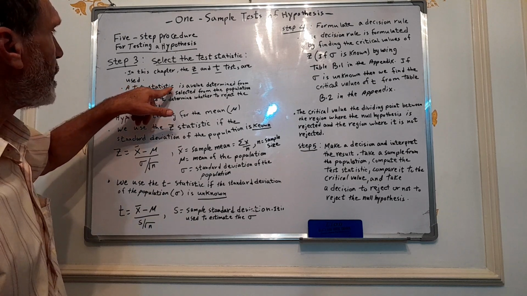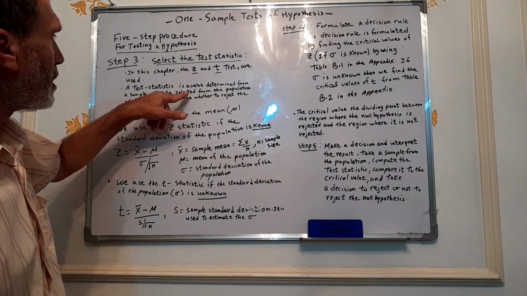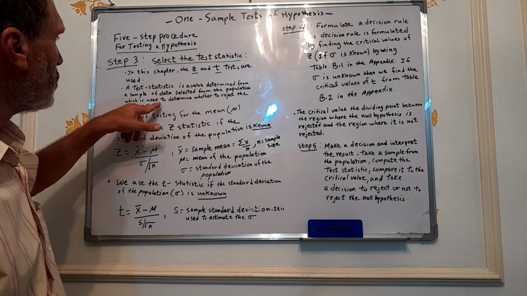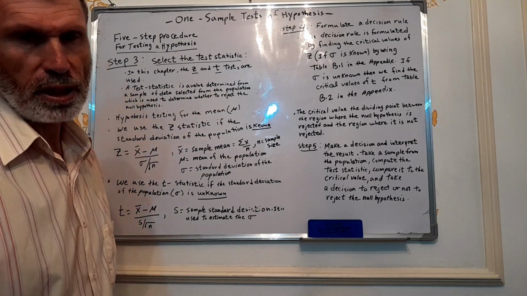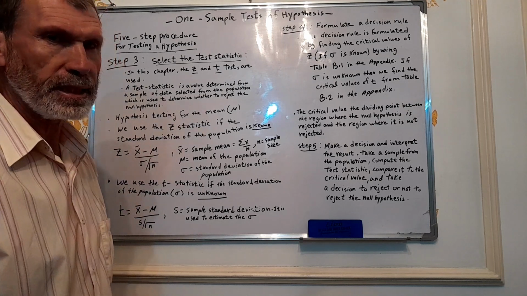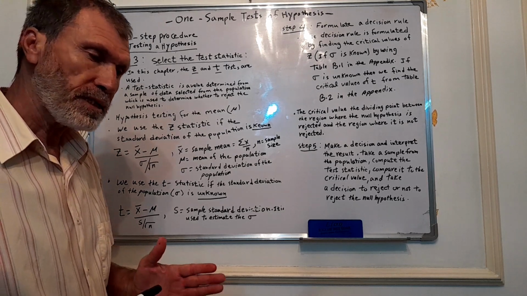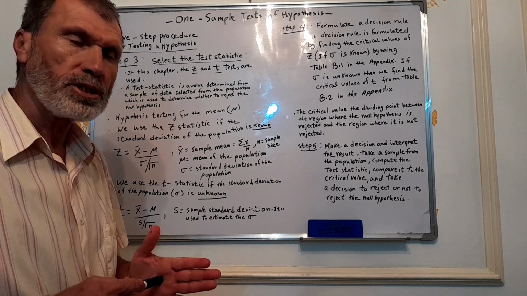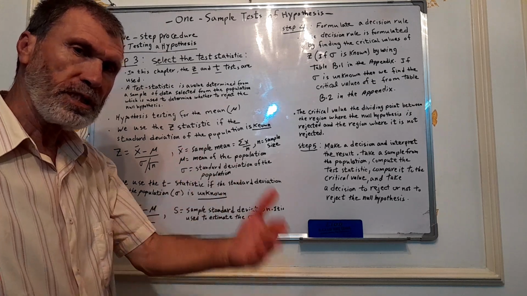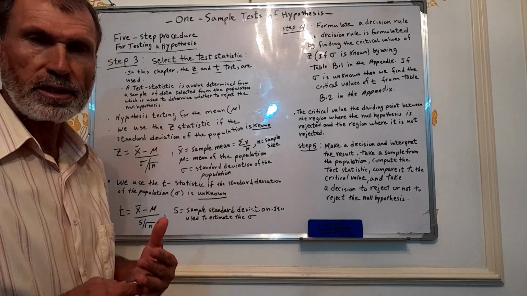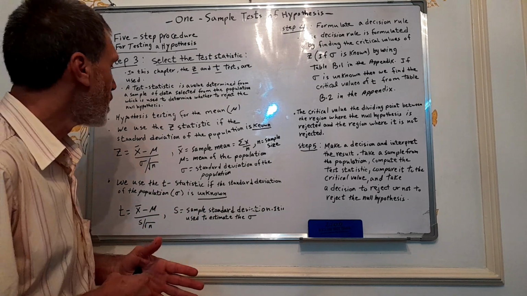A test statistic is a value determined from a sample of data selected from the population, which is used to determine whether to reject the null hypothesis or not to reject the null hypothesis. This is a test statistic. As I said, the test statistic is calculated based upon whether the population standard deviation is known or not. If it is known, we will use the z statistic, as you will see on the board. And if it is not known, then you will use the t statistic.